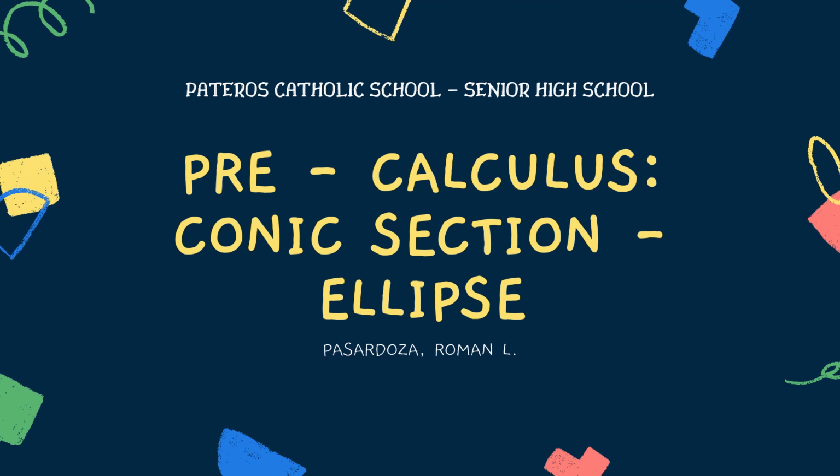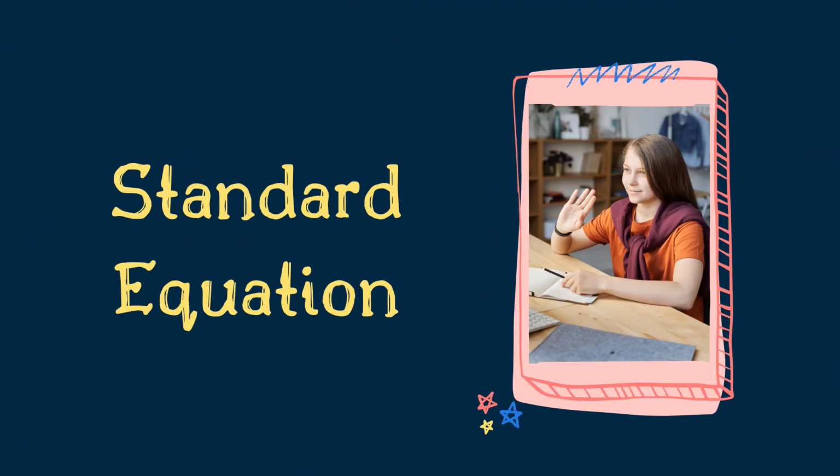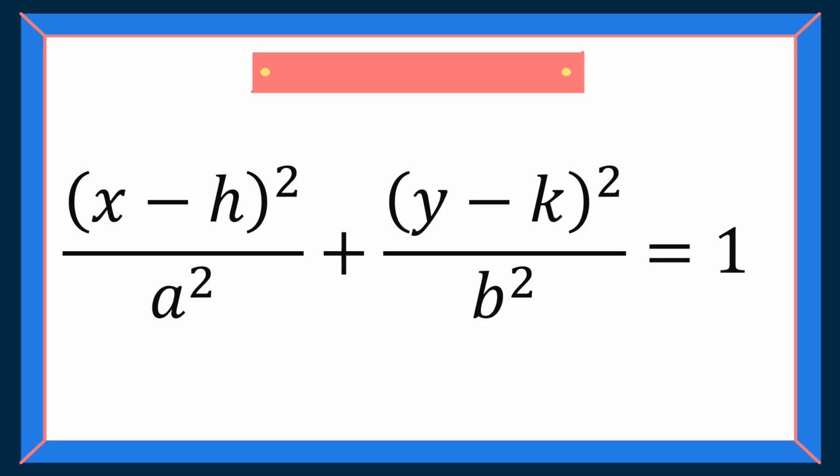Good day everyone. In this video lesson of pre-calculus conic sections, we will mainly focus on the conic section ellipse, focusing on the standard equation of an ellipse. Remember that there are two standard equations for the ellipse. The first one is (x minus h) quantity squared over a squared plus (y minus k) quantity squared over b squared is equal to 1.